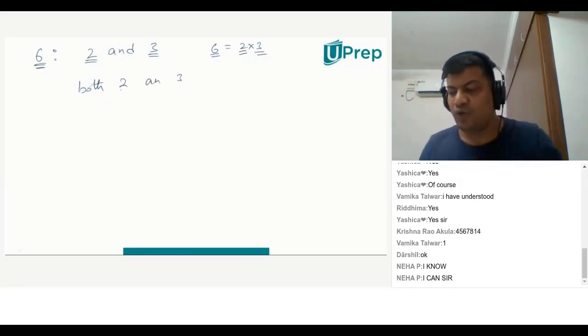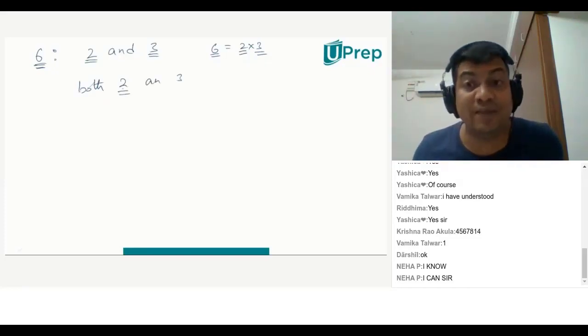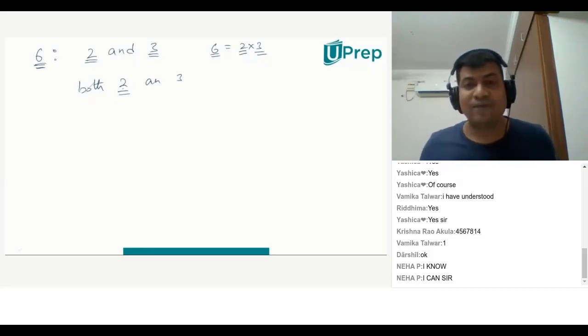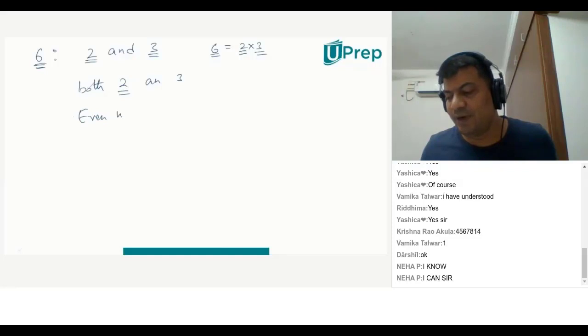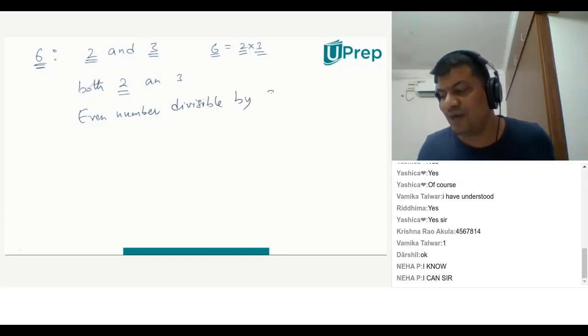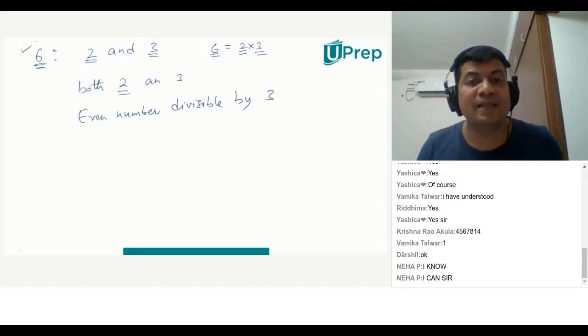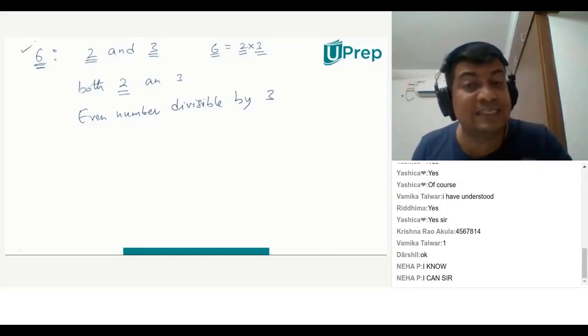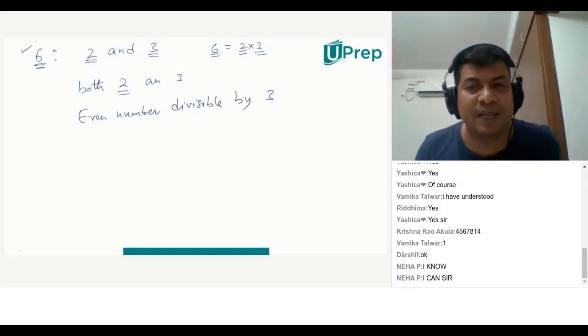Now, for any number to be divisible by 2, you know it should be an even number. Therefore, another way of saying this is an even number divisible by 3. An even number divisible by 3 is definitely divisible by 6.